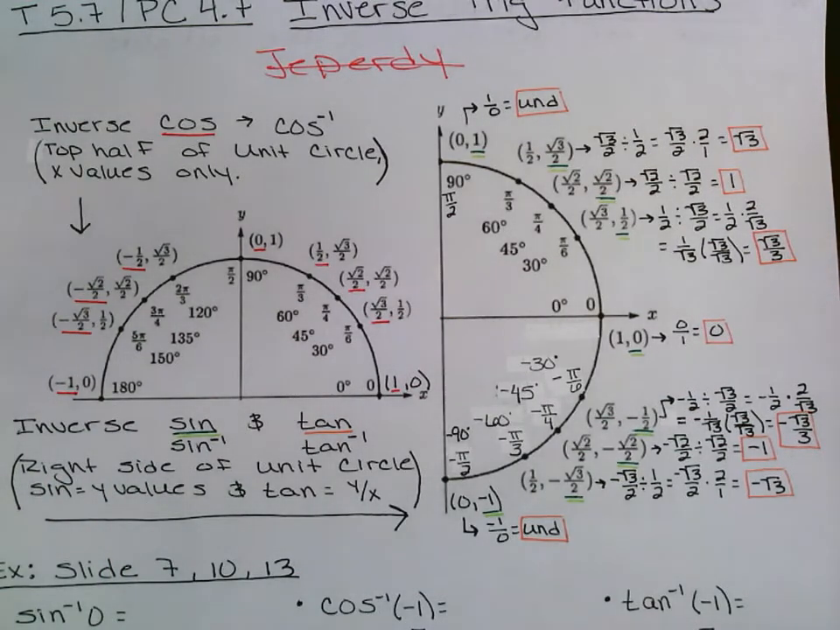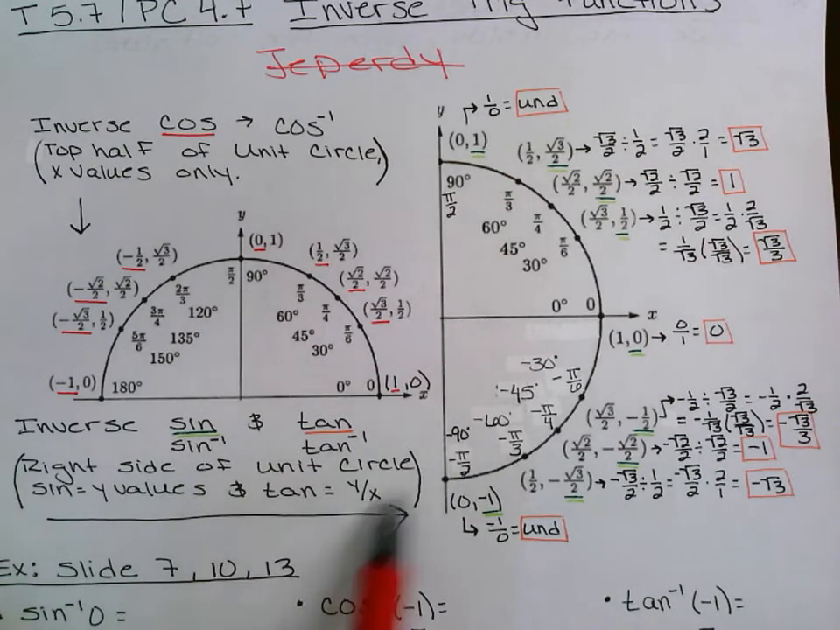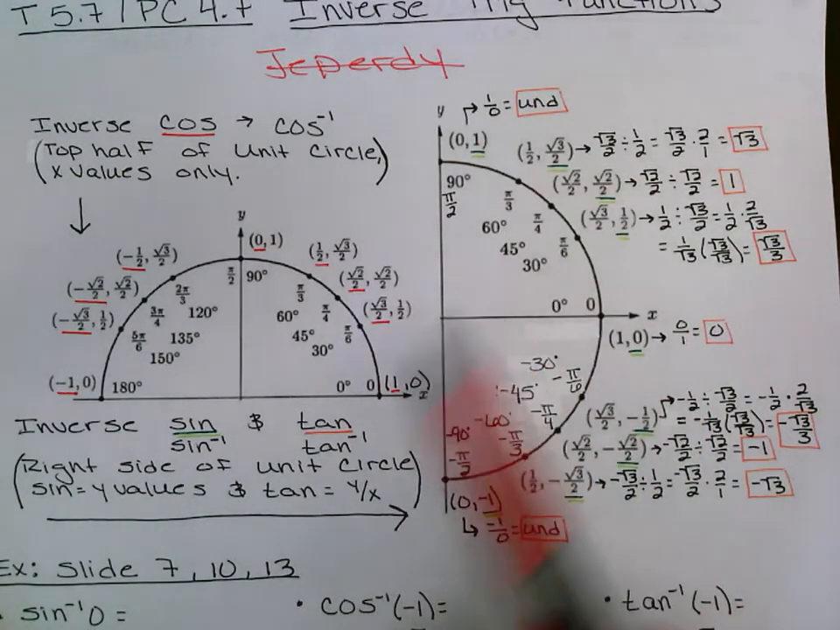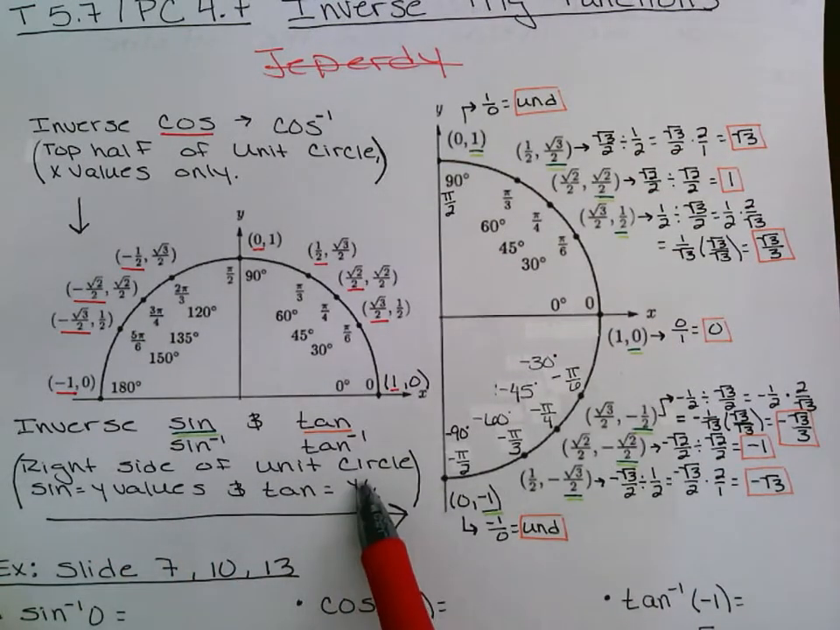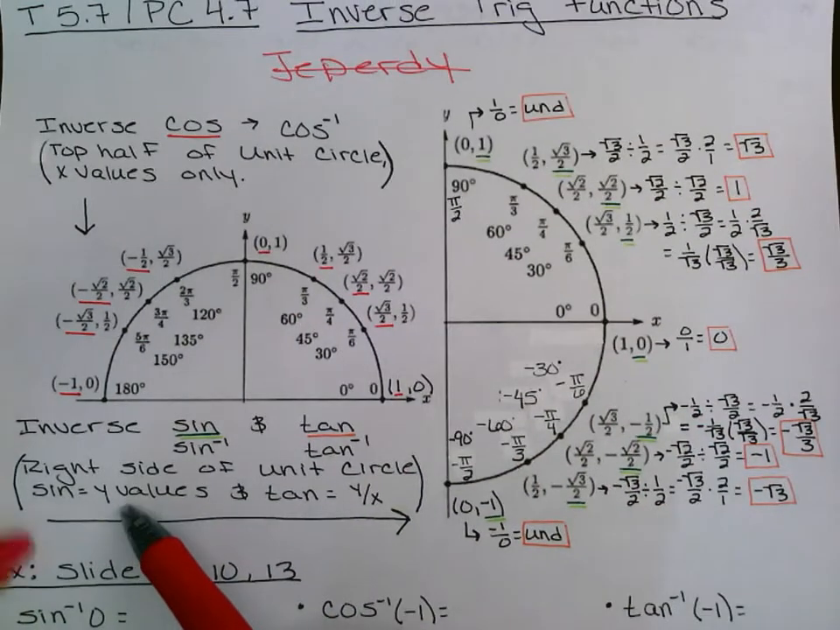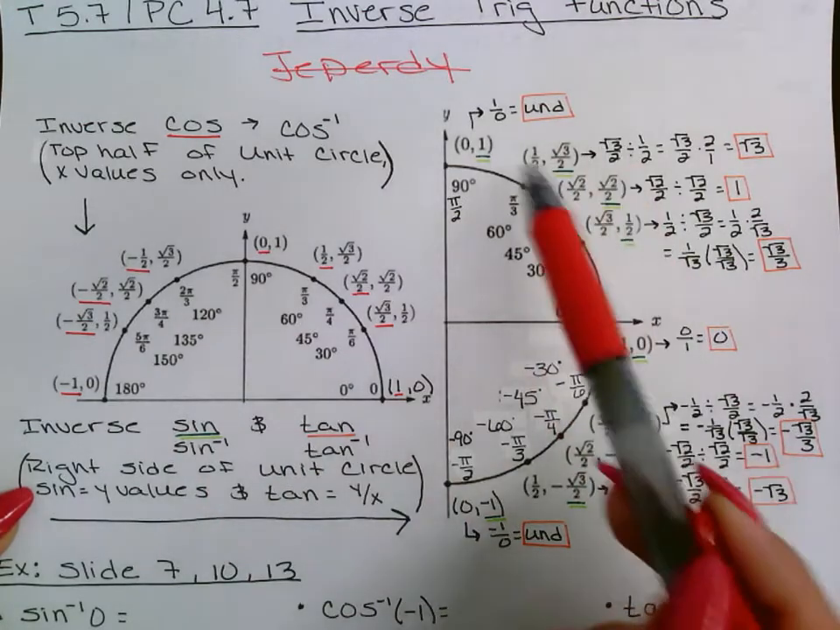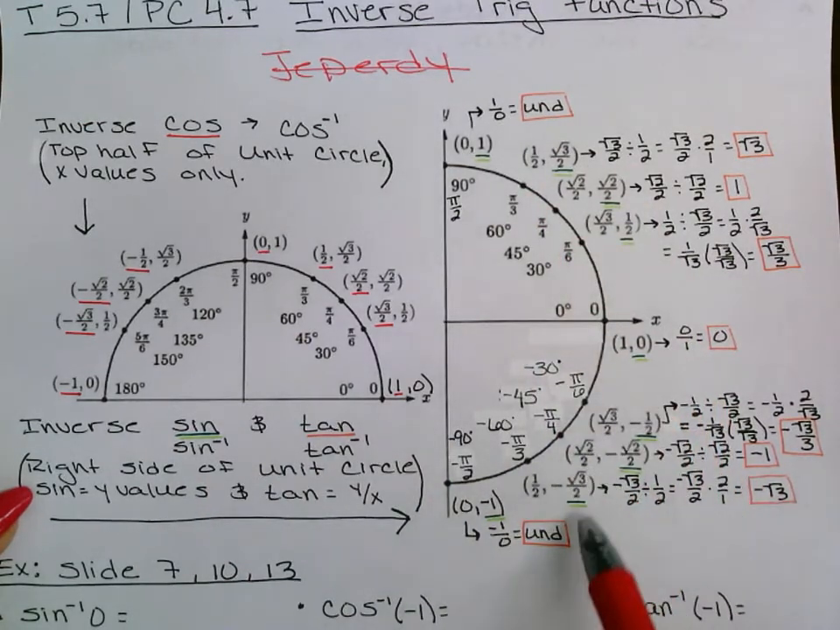All right, now when we work with inverse sine and tangent, notice my arrow goes to this side of my paper. We work with the right side of the unit circle. And notice the sines are the y values, which I marked in green, all along the right side.